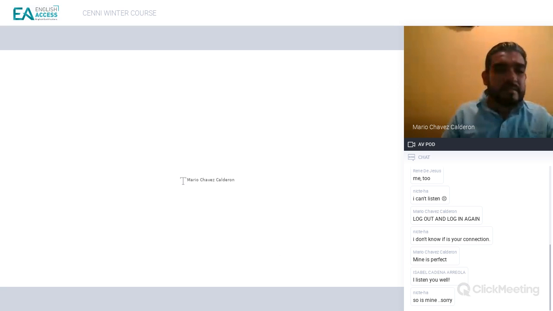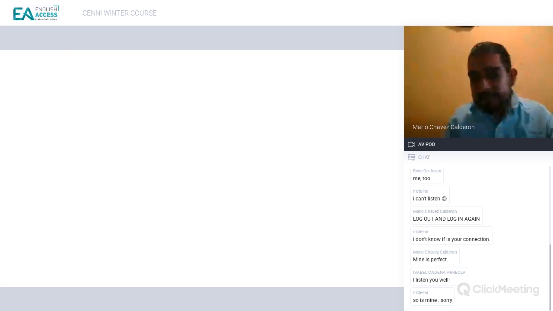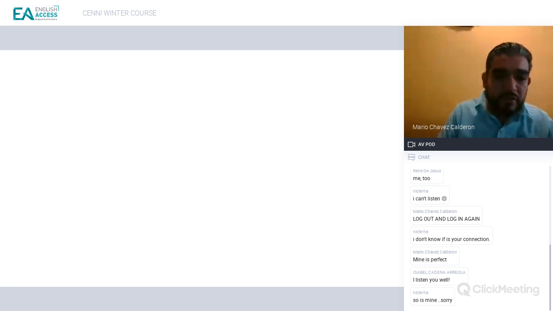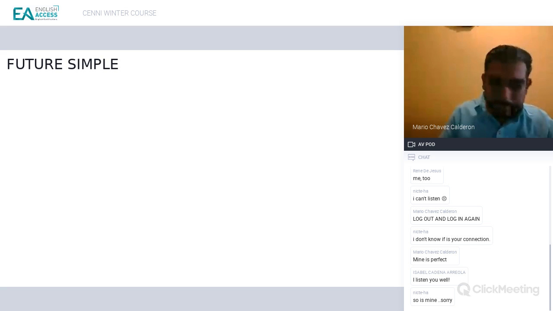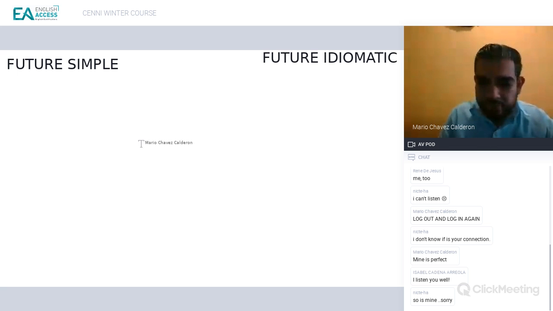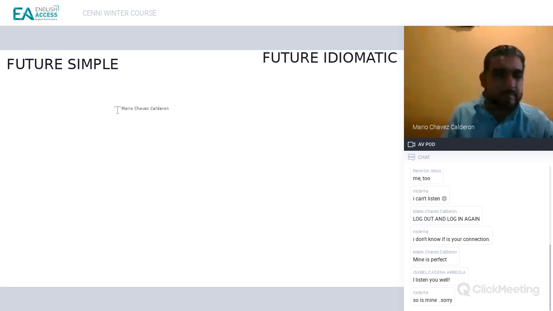All right. Things get a little bit more interesting when we get to the future. We have two types of future. We have future simple, and we have idiomatic future. The difference between the future simple and the idiomatic future is the use, the function of these futures.